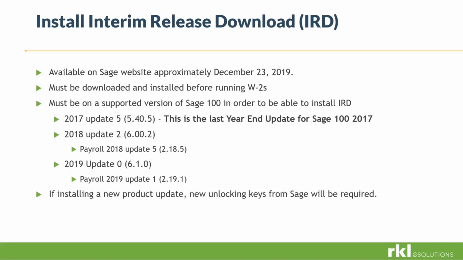The supported versions are listed here: version 2017, update 5; version 2018, update 2, with Payroll 2018, update 5; and then version 2019, update 0 or higher, with at least Payroll 2019, update 1. Okay, and that may look a little confusing because starting with version 2018, Payroll now has its own version. So your version of Sage 100 does not need to match your Payroll version starting with 2018, but you do need to be on certain levels of both in order to be compatible with the uploading of the IRD.